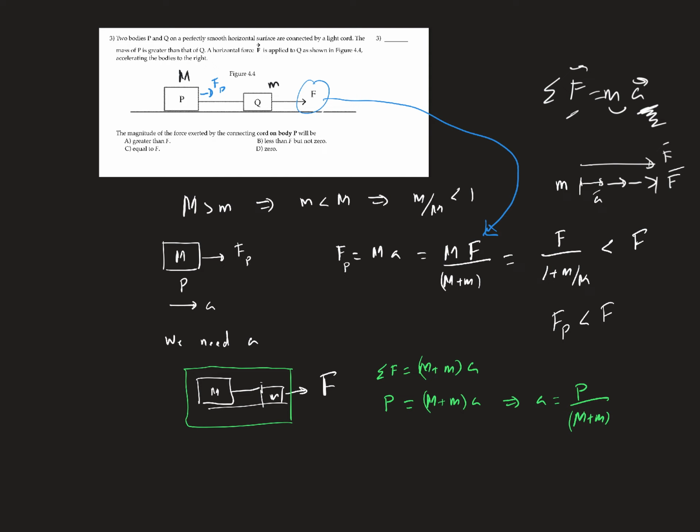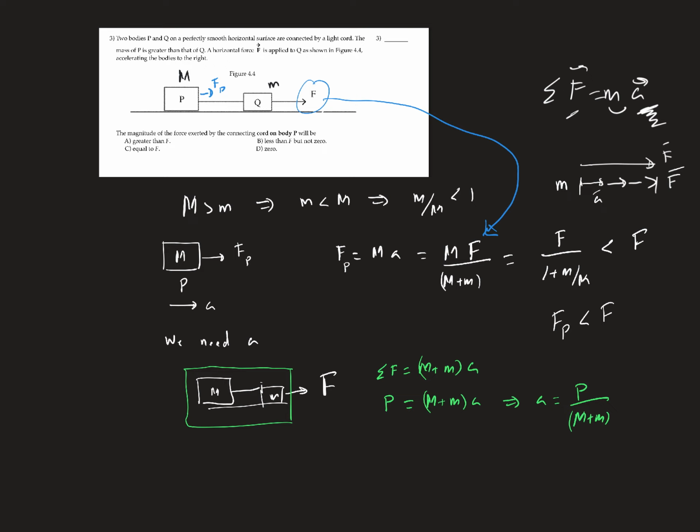Is there any problem with this? No, I don't think there is any problem with this. If capital M is bigger than m, it means that m divided by capital M is less than 1. So what happens with the body of capital M, with P? There is a force acting on the body, Fp. What is this force? This force is the force that the rope is doing on P. This force is not acting on P. This force is acting on Q.